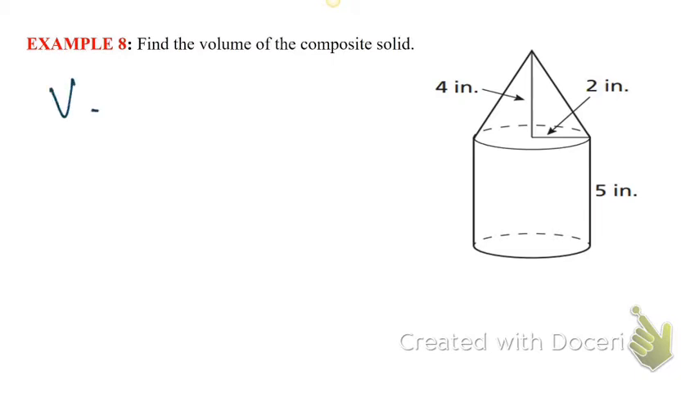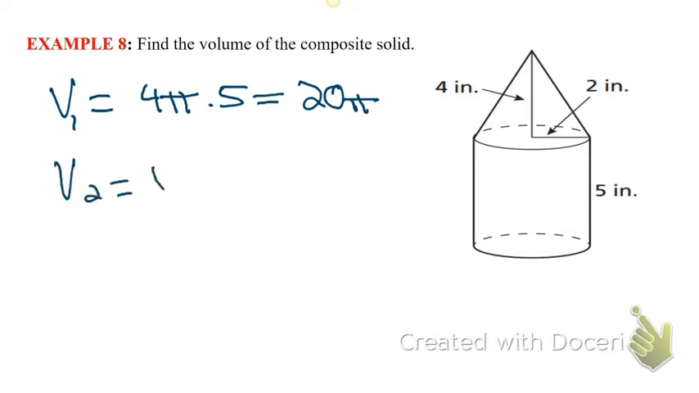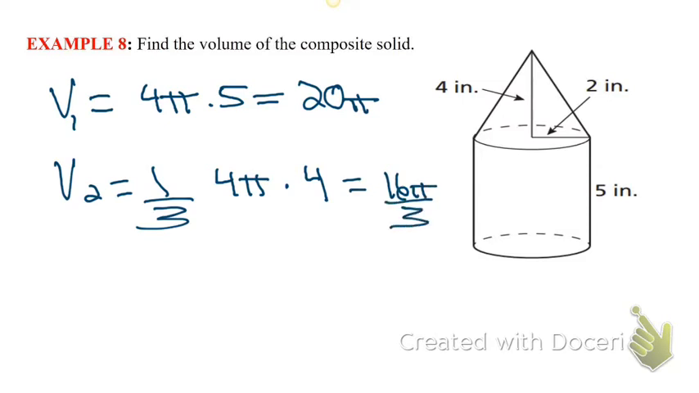So we will begin with the cylinder. Remember, the cylinder is going to be pi r squared h. So r is 2, so 2 squared is 4, times the pi times the height of 5, and we get 20 pi for the volume of the cylinder. Then we're going to do the volume of the cone. 1/3 the base area, same base area, times the height, which is 4. So what do we get for the volume of the cone on top? We get 16 pi over 3.